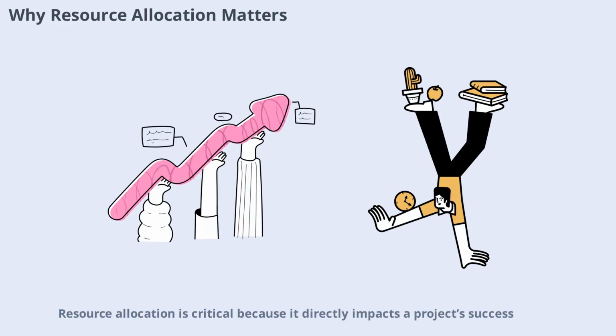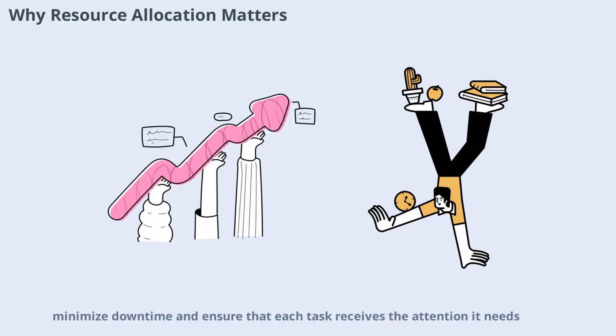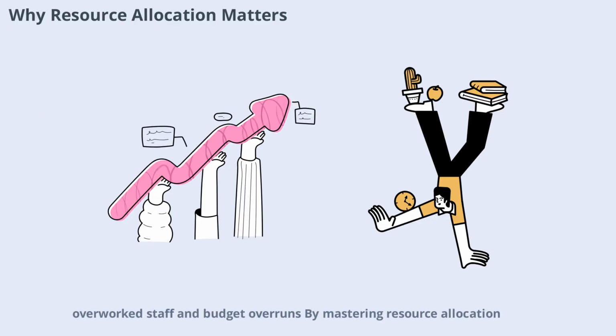Resource allocation is critical because it directly impacts a project's success. When resources are allocated effectively, teams can avoid bottlenecks, minimize downtime, and ensure that each task receives the attention it needs. Poor allocation, on the other hand, often leads to missed deadlines, overworked staff, and budget overruns. By mastering resource allocation, project managers can balance workloads, improve productivity, and deliver better results. In the next scenes, we'll look at the key resources involved and how to identify them for your project.